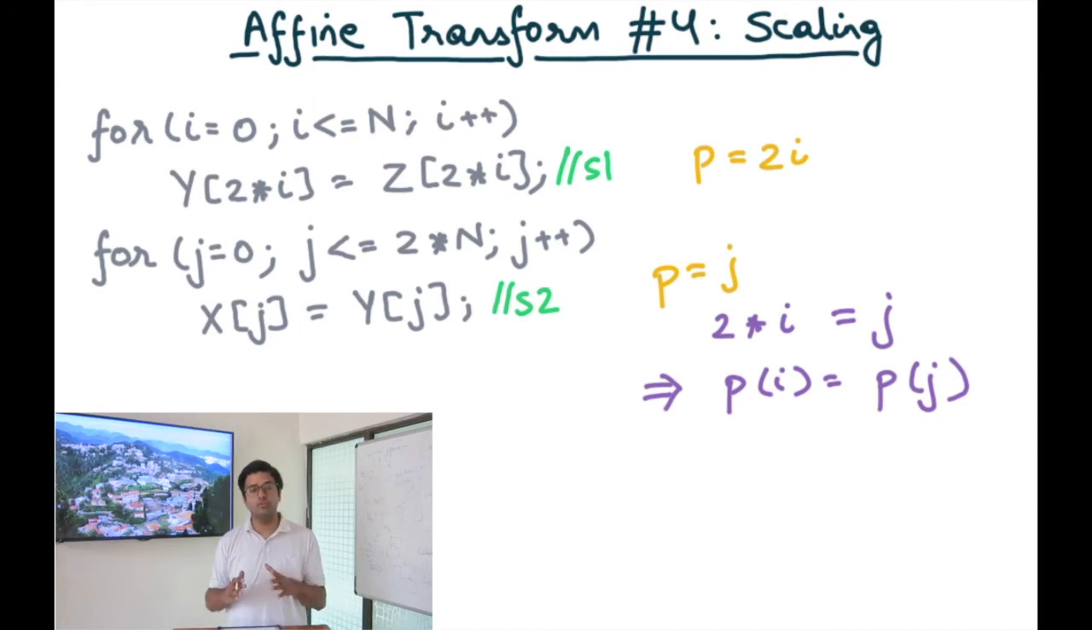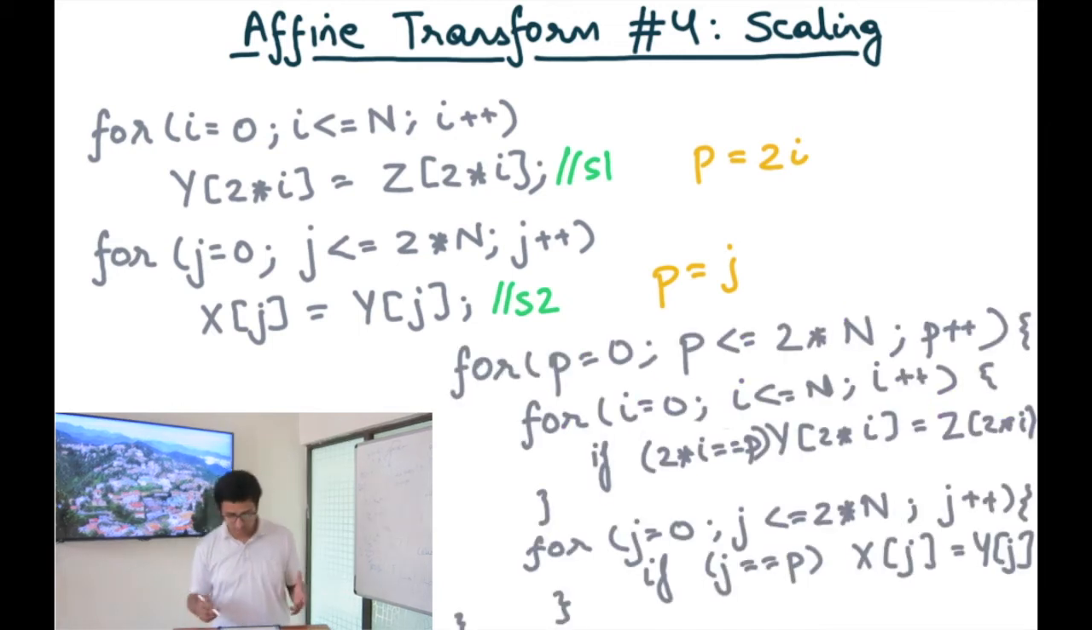Now my job is to use this maximum rank solution to generate the code, and this is my naive code generation. I have an outer loop on p, and I need the lower and upper bounds of p based on this mapping. The lower bound of p is just 0, because that's also the lower bound of i and j, with p equals 2i and p equals j. So 2 into 0 is 0 and 0 is just 0, so the lower bound is 0. The upper bound is 2n, because p equals 2i and i's upper bound is n, which gives 2n, and also p equals j and j's upper bound is 2n.